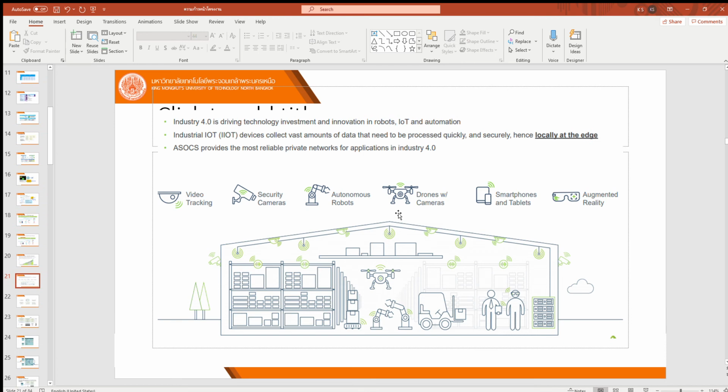So if we have the private network or the 5G core network for our own business, what can we do? We can use it with many kinds of applications such as video tracking, security cameras, autonomous robots, drones, cameras, smartphones and tablets, or augmented reality. Everything can be used with the core network.